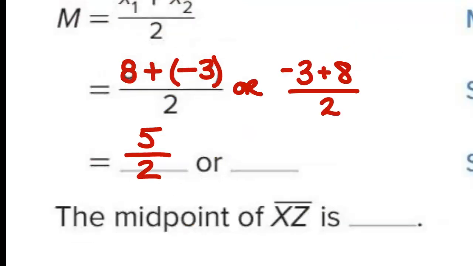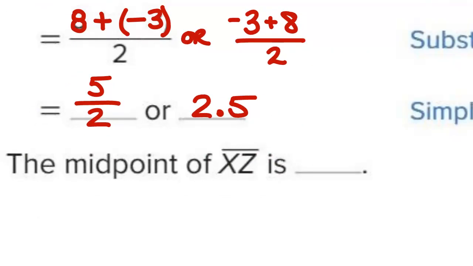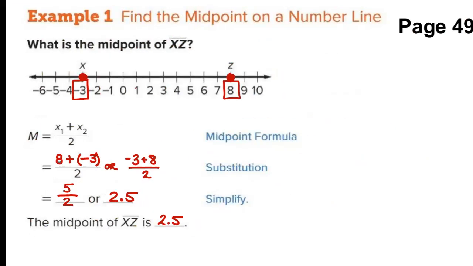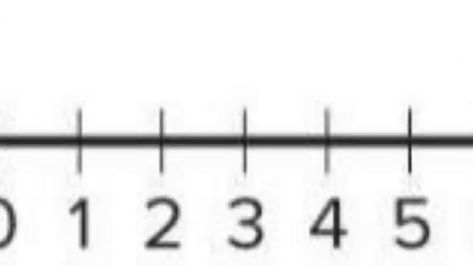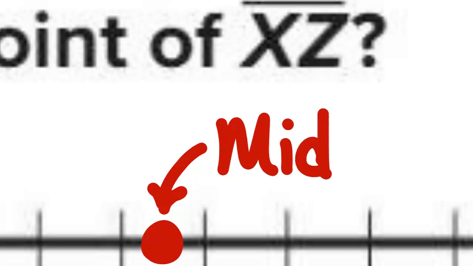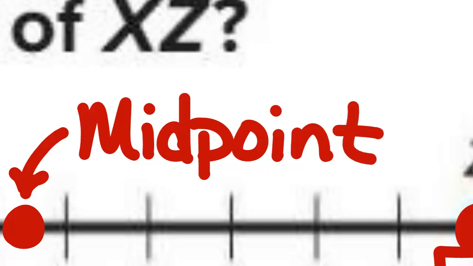What is 8 plus -3, or -3 plus 8? 5. So I have 5 when I add those x's, and then I have to cut that in half, so 5 over 2. What is 5 divided by 2? 2.5. So the midpoint of segment XZ is 2.5. Let's go add that to our picture here. So halfway in between 2 and 3, right here is my midpoint. All right.